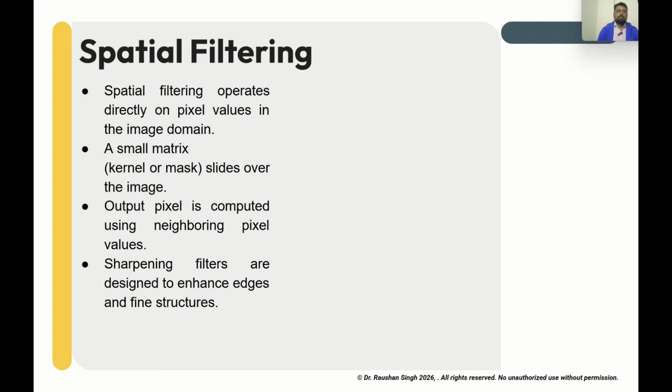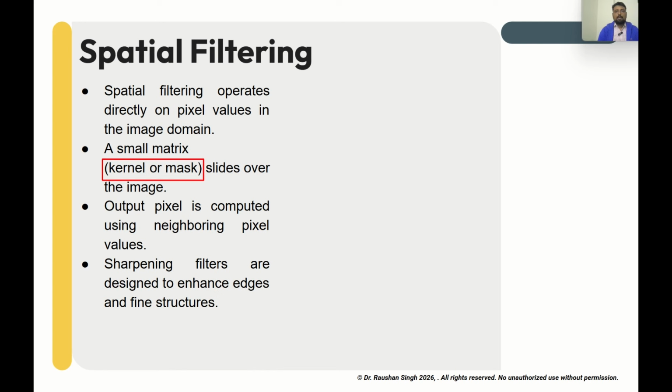A small matrix, kernel or mask slides over the complete image. The output pixel is computed using neighboring pixel values, so neighboring pixel values will be involved. Sharpening filters are designed to enhance edges and fine structures. To understand that, we should first understand what a kernel and mask are. Kernel and mask are actually the same thing, just the names are different.